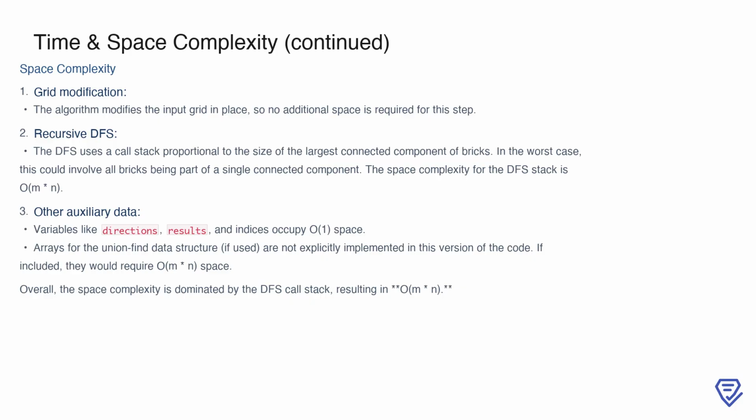Beyond this, the algorithm uses only a small amount of auxiliary space for variables such as directions and results, which are constant at O(1). If a union-find data structure were implemented, it would also require O(m*n) space, but in this version of the solution, it's not explicitly included. Therefore, the space complexity is dominated by the DFS stack, resulting in an overall space complexity of O(m*n).